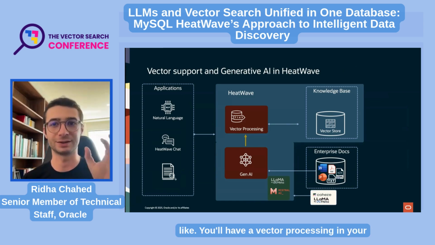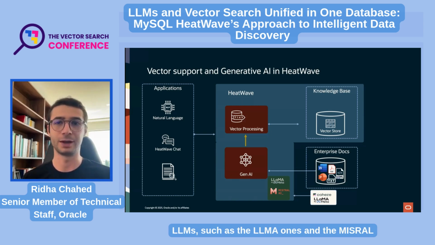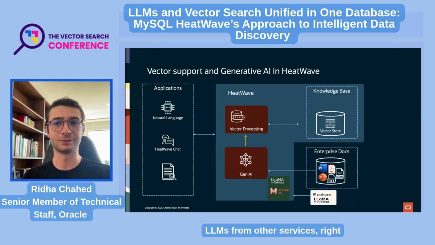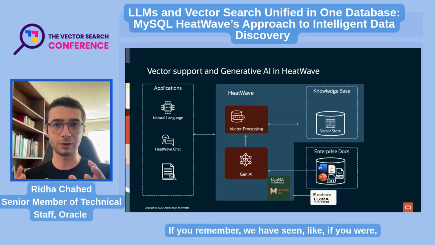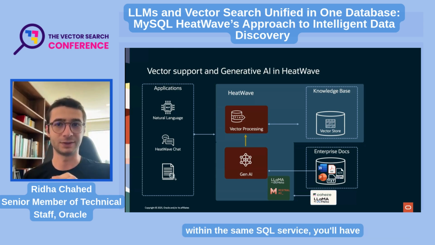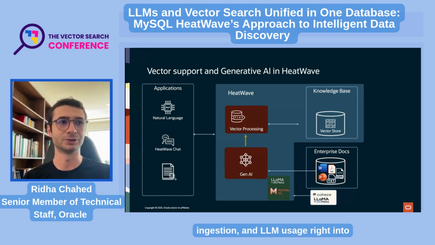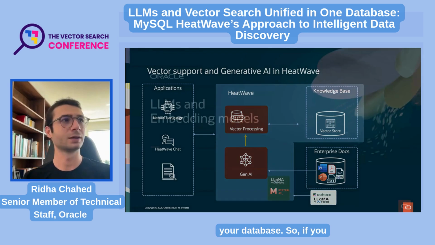You'll have vector processing in your MySQL HeatWave database. We also have support for several open source LLMs, such as the Llama ones and the Mistral ones. But we also have support within the OCI GenAI service, which allows you to use LLMs from other services right from your database. So if you remember, we saw that in Amazon you have all the services; now within the same SQL service, you'll have everything. You'll have vector processing, document ingestion, and LLM usage right in your database.